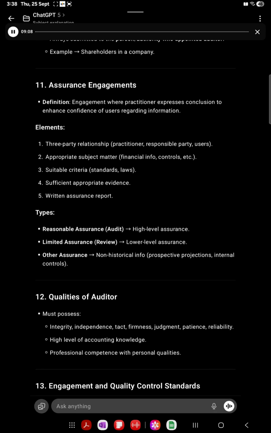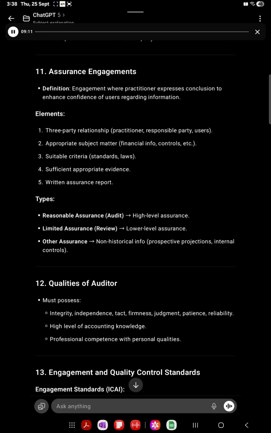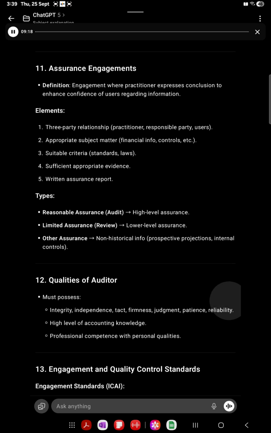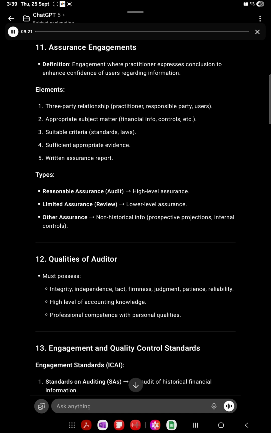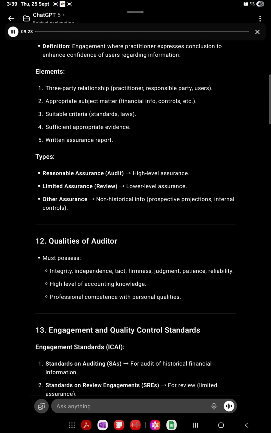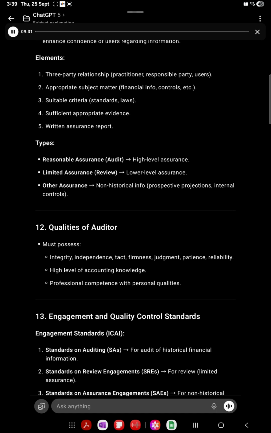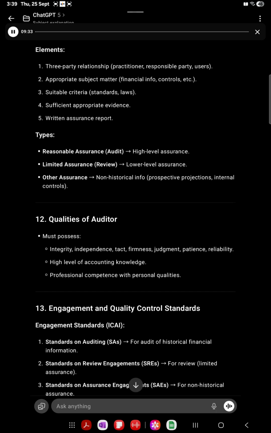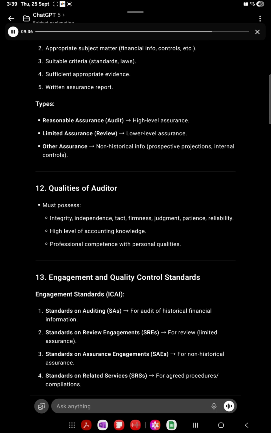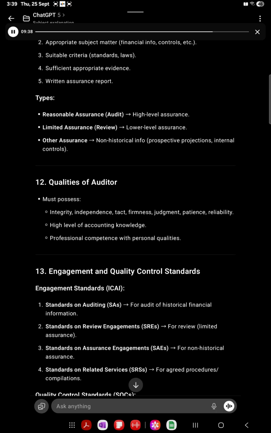11. Assurance engagements. Definition: an engagement where a practitioner expresses a conclusion to enhance the confidence of users regarding information. Elements: 1. Three-party relationship: practitioner, responsible party, users. 2. Appropriate subject matter: financial info, controls, etc. 3. Suitable criteria: standards, laws. 4. Sufficient appropriate evidence. 5. Written assurance report. Types: reasonable assurance, or audit, is high-level assurance; limited assurance, or review, is lower-level assurance; non-historical info includes prospective projections and internal controls.